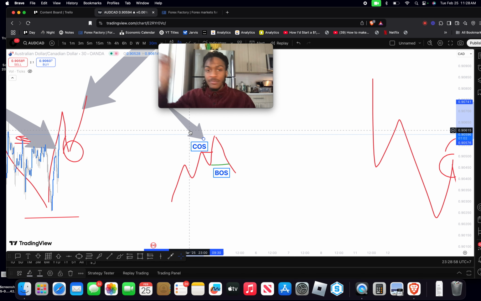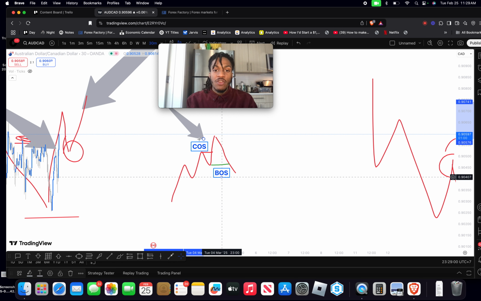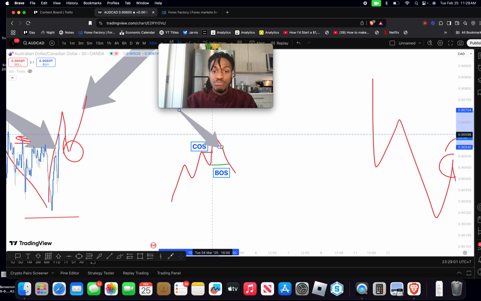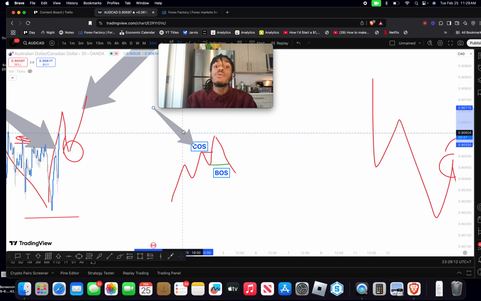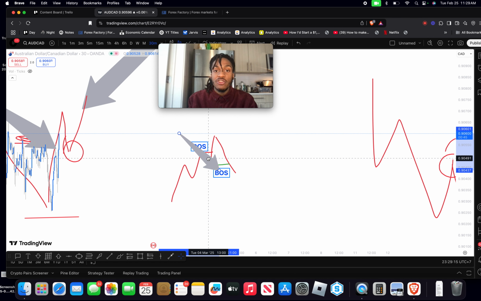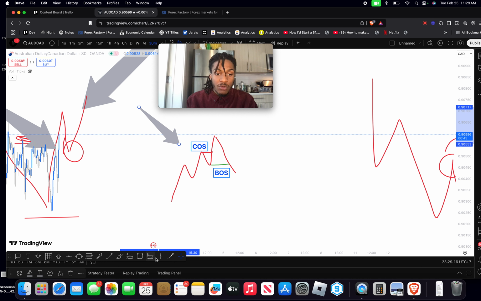And then the BOS is our break of structure. Price is breaking one of our structures, and now we are headed towards a new trend. So a break of structure is disrupting the trend. COS continuing the trend, BOS disrupting the trend. Okay, so I'll even write that down.